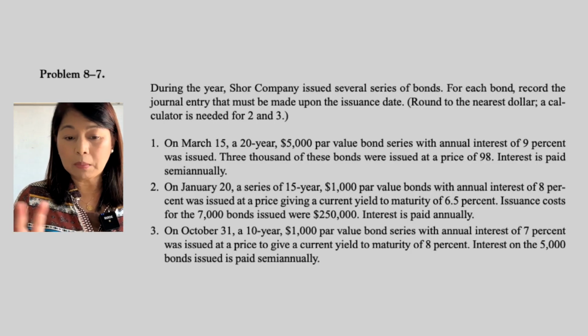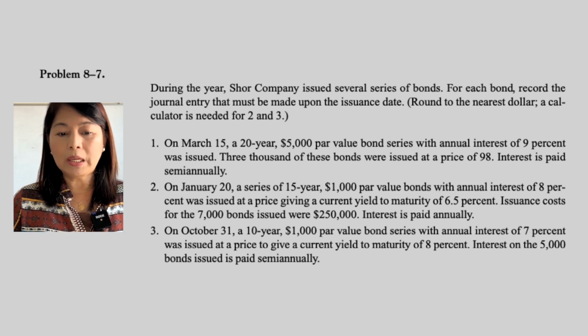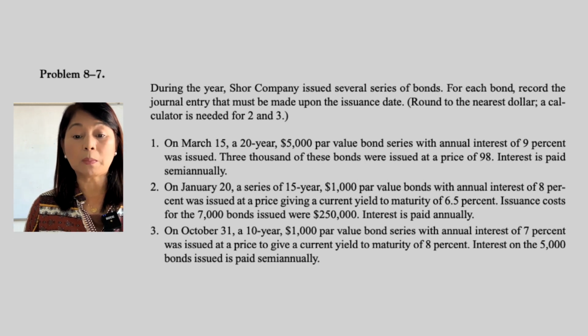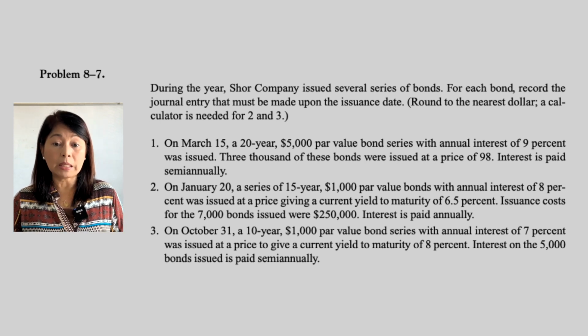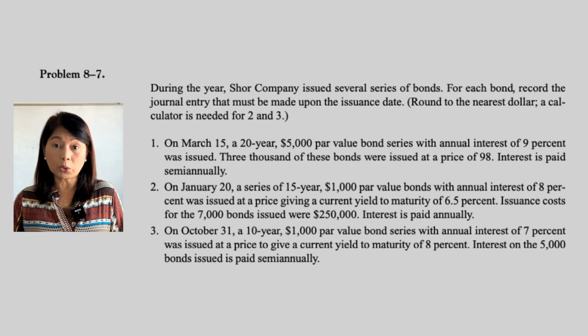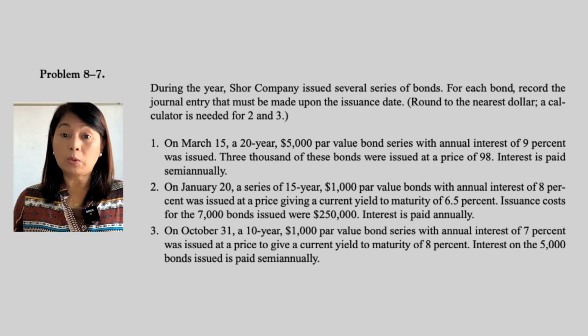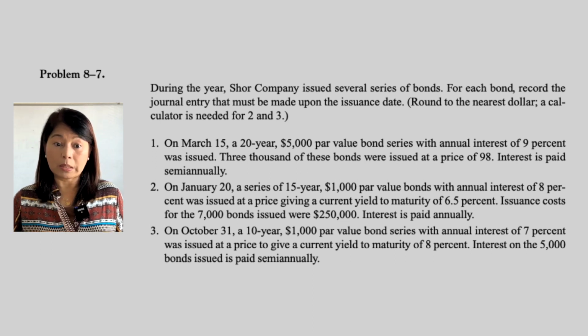So 8-7 says, I don't think we will be able to have time to answer everything, but let's see the first one. During the year, Shore Company issued several series of bonds. For each bond, record the journal entry that must be made upon the issuance date. So we're only required the issuance date. This is the easiest, March 15. I think we can answer this, but then for the other two, I'll just give you some principles.